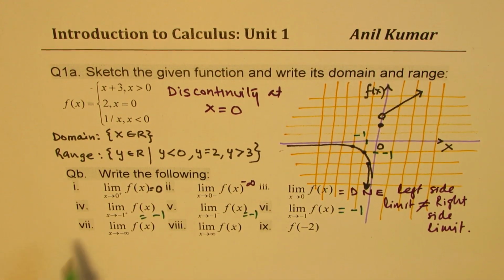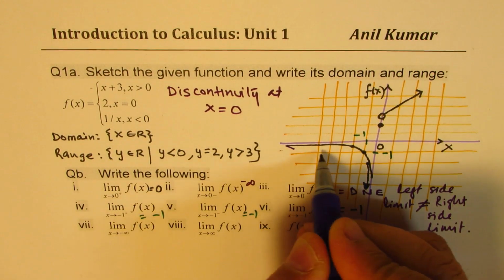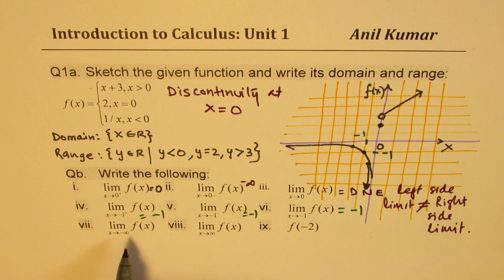Clear? 7. What is the limit of the function as x approaches negative infinity? Now, when x approaches negative infinity, what we see here is that the function approaches 0, right? So the limit of the function as x approaches negative infinity is 0, right? So that is what we'll write here. So this is 0.